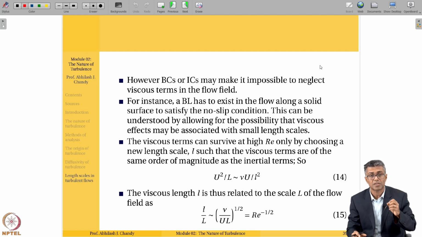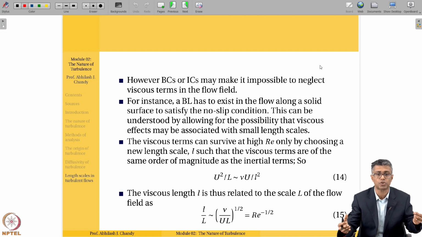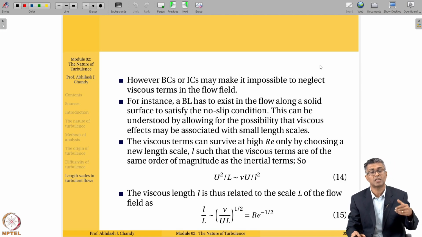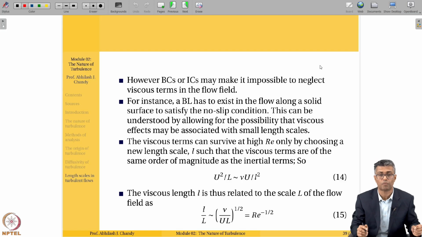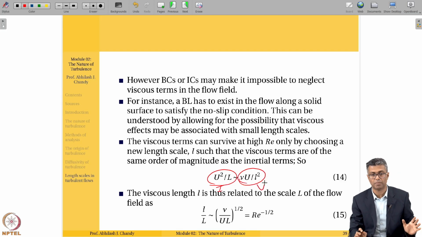So the viscous terms can survive at high Reynolds number only by choosing some kind of a new length scale. And because you have a different length scale in turbulent flow, you can choose a new length scale l such that the viscous terms are of the same order of magnitude as the inertia term, which is what I have written here. So you see, this is the inertia term and this is the viscous term, I and V. Okay, I'm just calling it I and V.